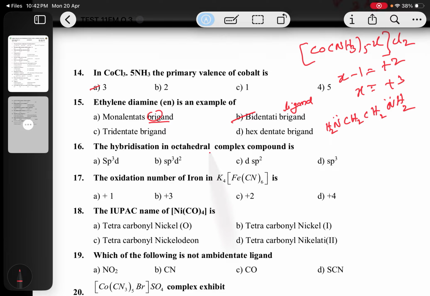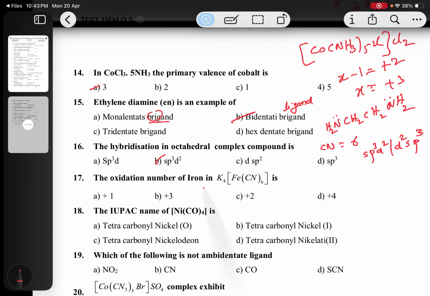The hybridization in an octahedral complex. Octahedral complex means coordination number is equal to 6. It undergoes either sp3d2 hybridization or d2sp3 hybridization. In the options given, sp3d, sp3d2, dsp2, sp3, option B is the correct one.